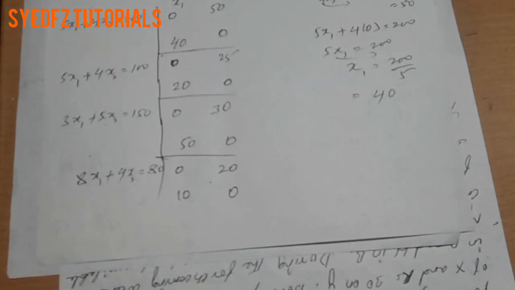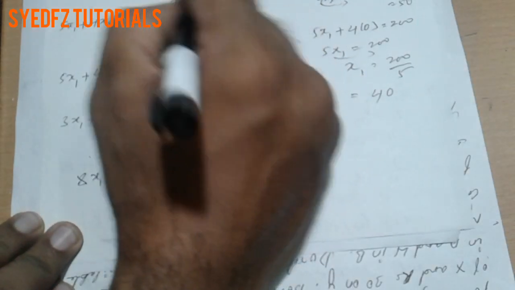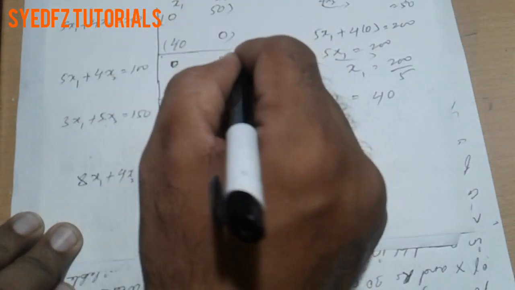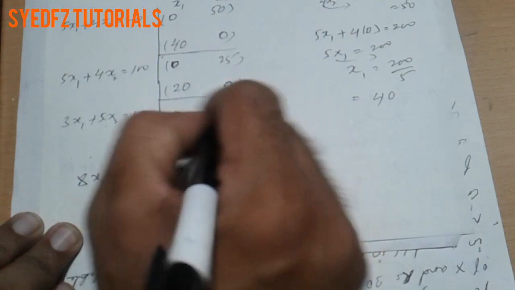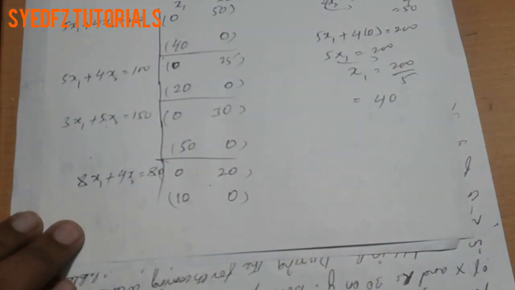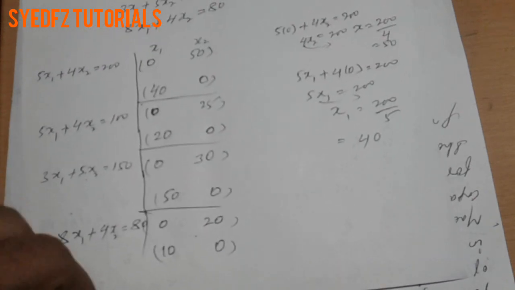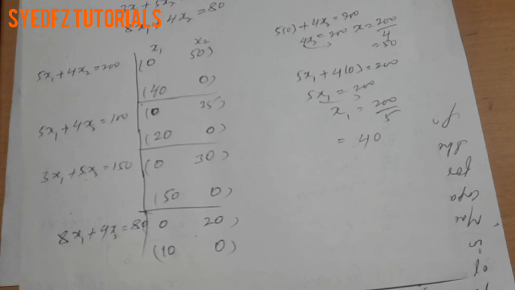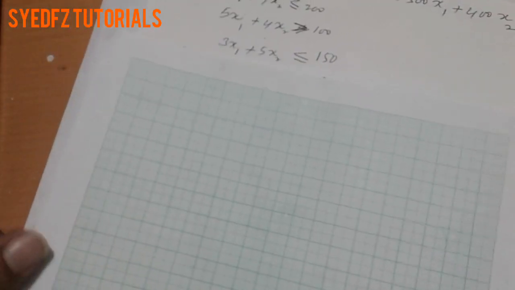So we got the points. Now what we have to do, we have to prepare the graph. Okay, let's prepare the graph. This is the graph.